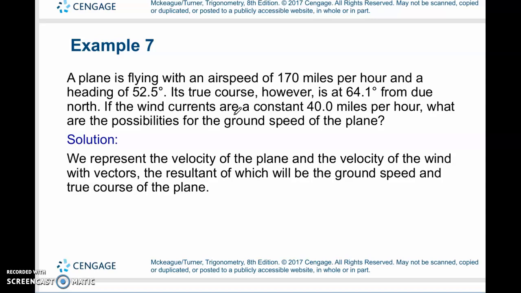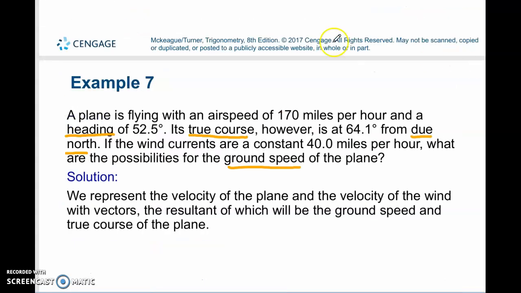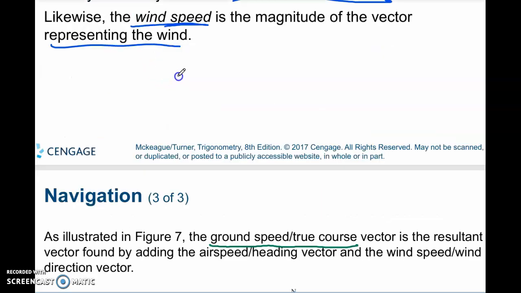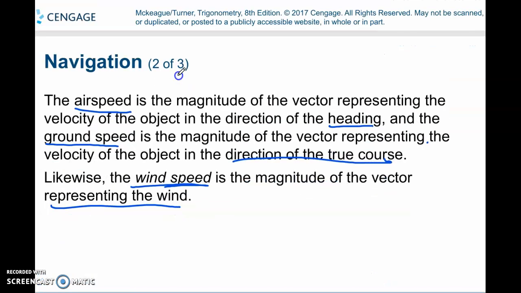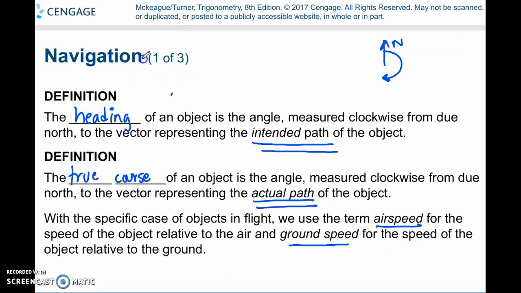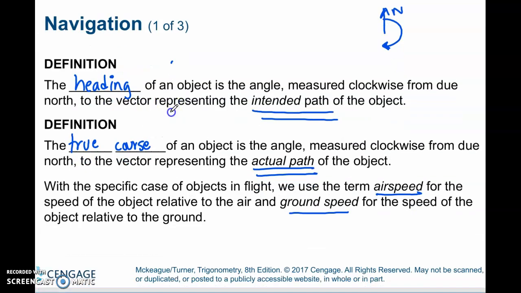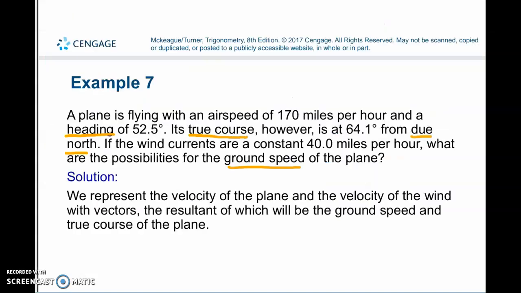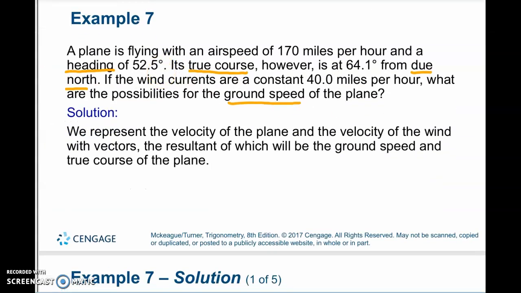So we want to make sure that we look up what it means to be a heading, what it means to have a true course, what it means to be due north, and what the ground speed means. All of those items that I've underlined were found in the 7.2 guided notes. So if you go back to the 7.2 guided notes and you look under the navigation, you're going to see all those definitions that we're talking about here. So let's review that, and then let's take a look at what it says.